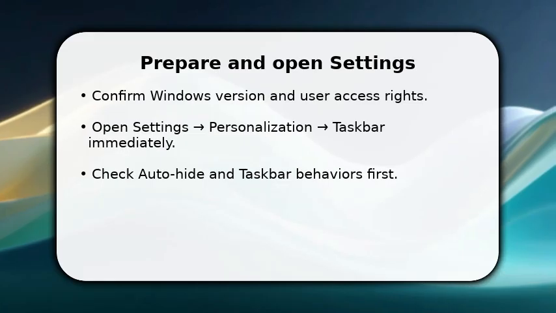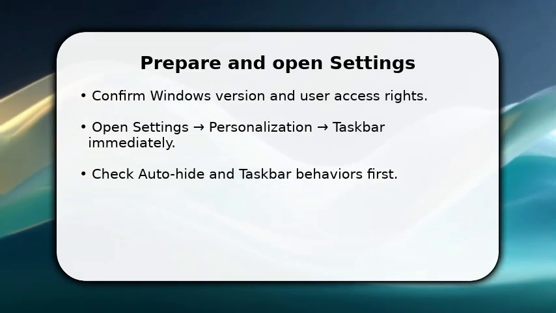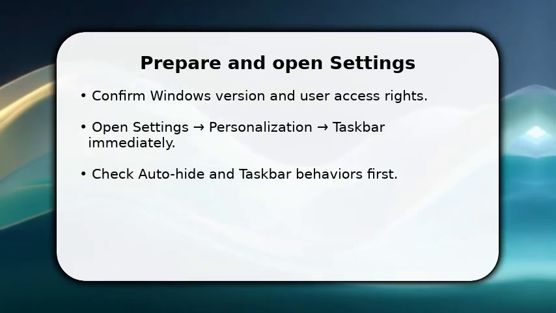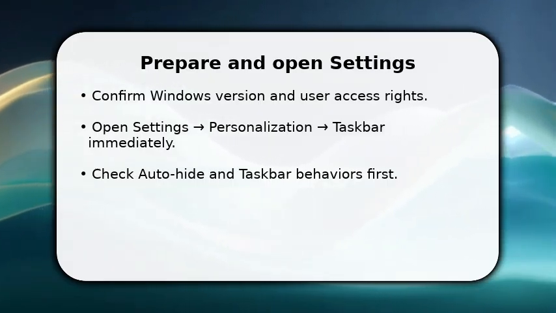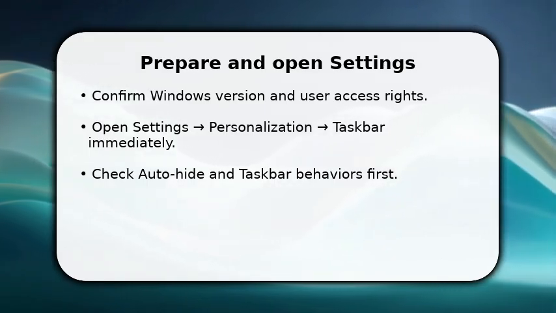You need admin or standard rights and a running desktop session. Open Settings now and go straight to Personalization, then Taskbar. Once there, scan for Auto Hide, lock the Taskbar, and Taskbar alignment options so you know the current state.